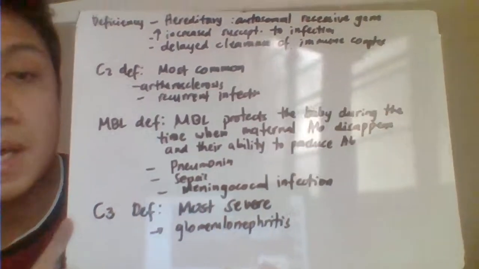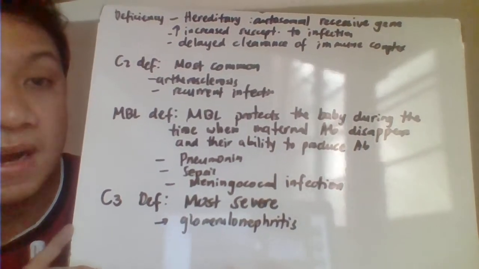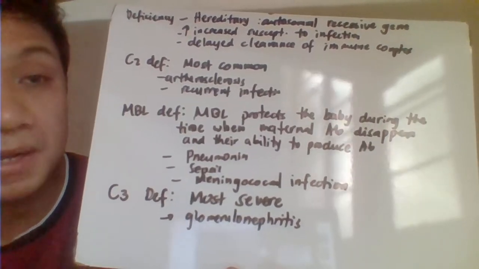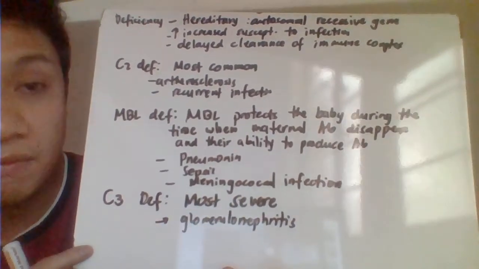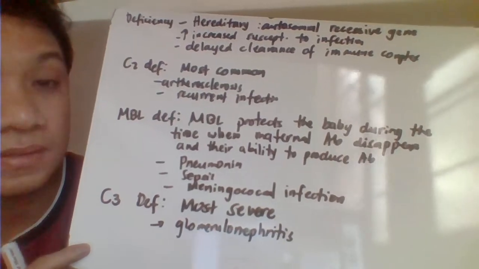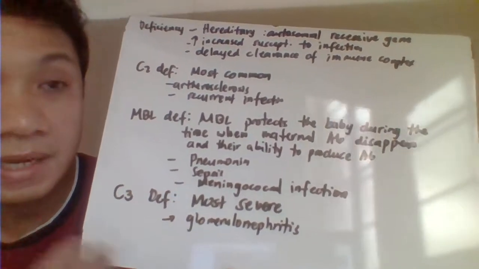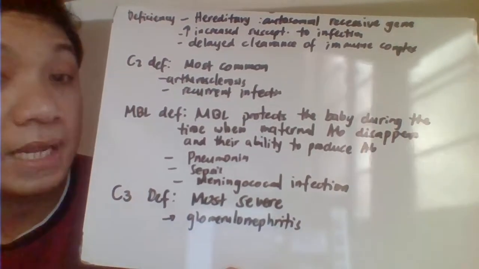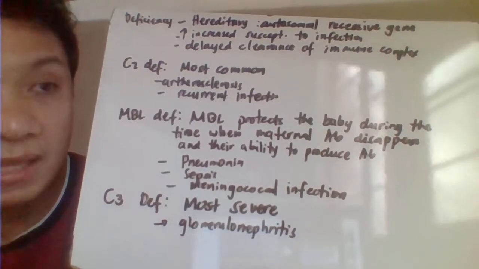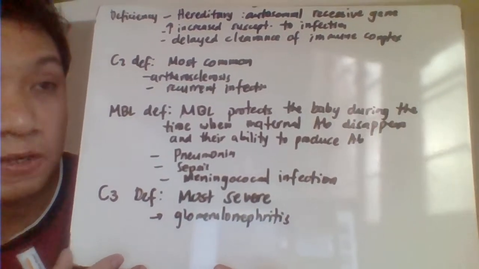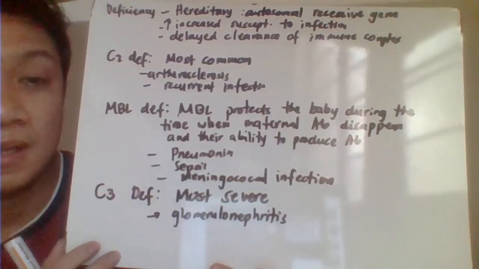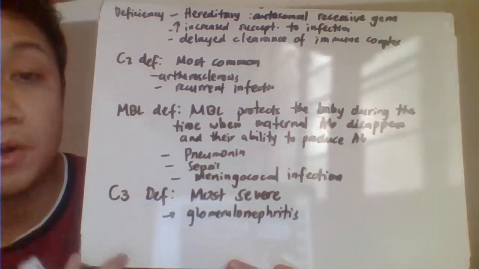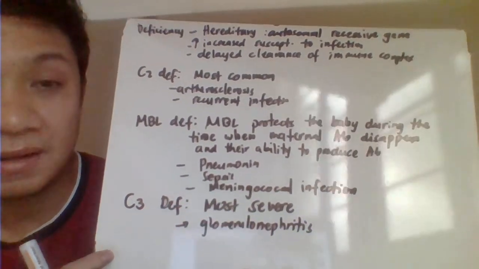C3 deficiency, on the other hand, is considered the most severe form of complement deficiency. Why most severe? Because again, C3 is involved in all our pathways. C3 is involved in the classical pathway, the alternative pathway, and the mannose binding lectin pathway, and deficiency of that would have severe manifestations. That results in severe recurrent infections and, of course, glomerulonephritis. Okay, so thank you.